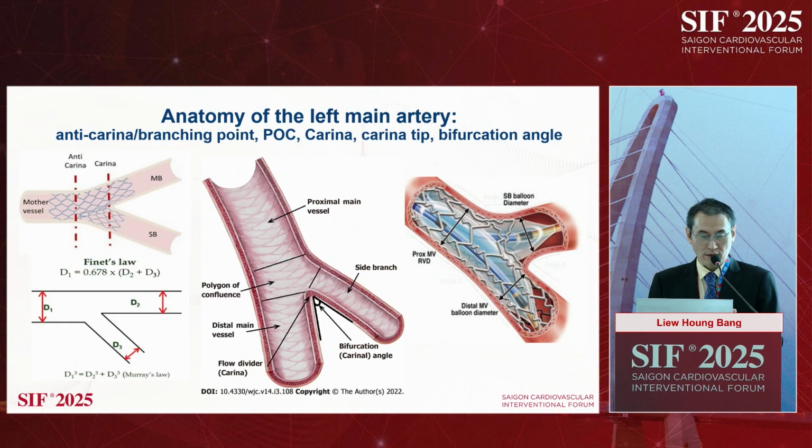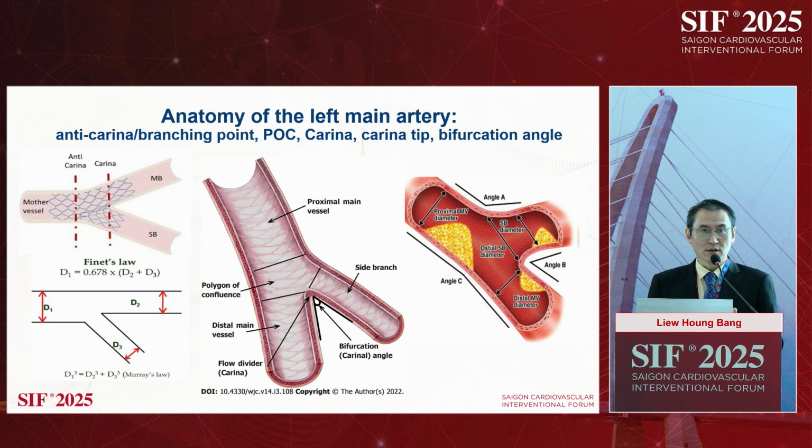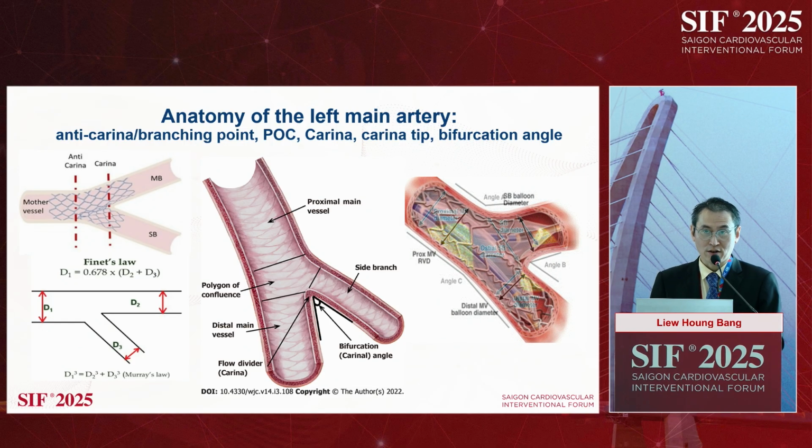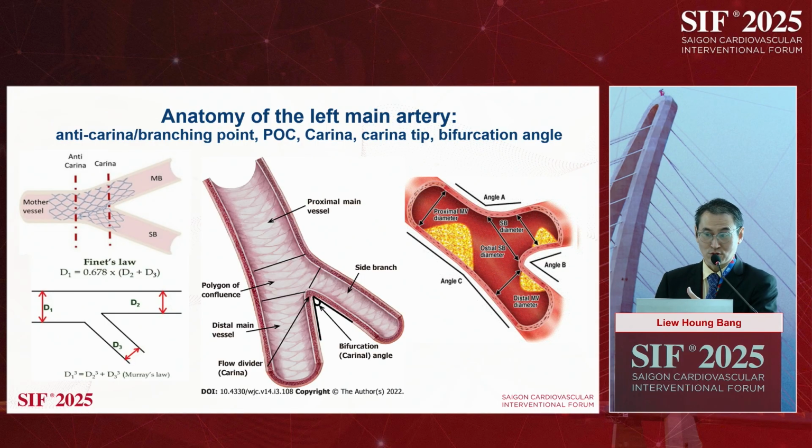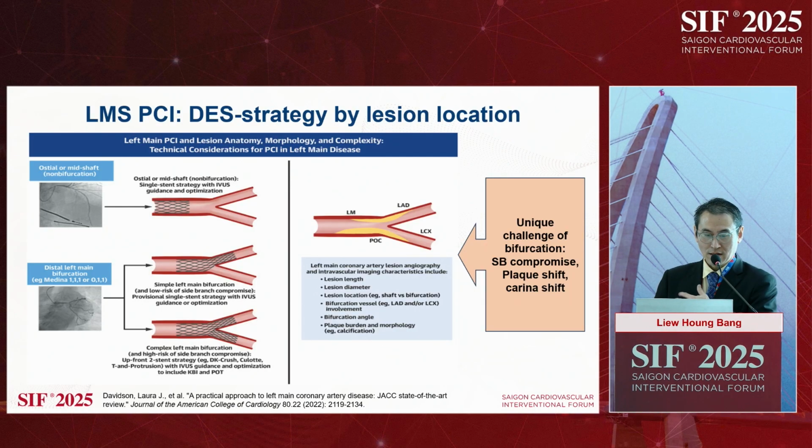There are the Finet law and Murray's law that give you some estimation of the relation of the vessel sizes. In terms of the bifurcation angle, the angle that we refer to between the two branches is angle B. But as we heard earlier, sometimes angle A, from the main branch to the side branch, or even the main branch proximal to distal, may also be important. In left main, it can be an osteal lesion per se, or it can be the mid shaft or the bifurcation, and sometimes a combination of all of these.